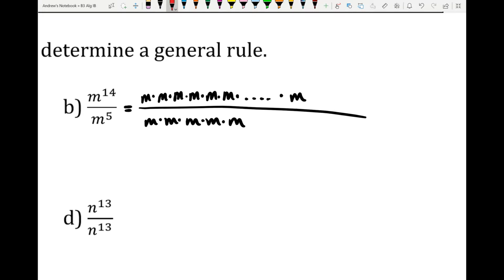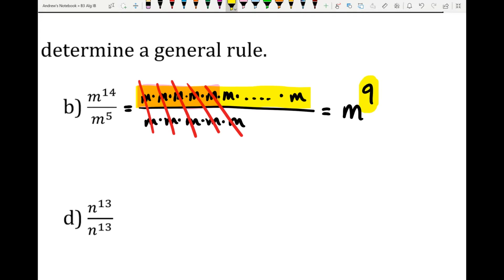Thinking about what we were just doing, where we cross off the ones that match on the top and bottom, up top I had 14 m's. We just crossed off 5 of them, so those 5 are now gone. It's like we did 14 minus 5. That's our little shortcut: we're subtracting the exponents. So m to the 14th divided by m to the 5th means m to the 14 minus 5, which is 9. That's what we've got left over in that yellow piece.